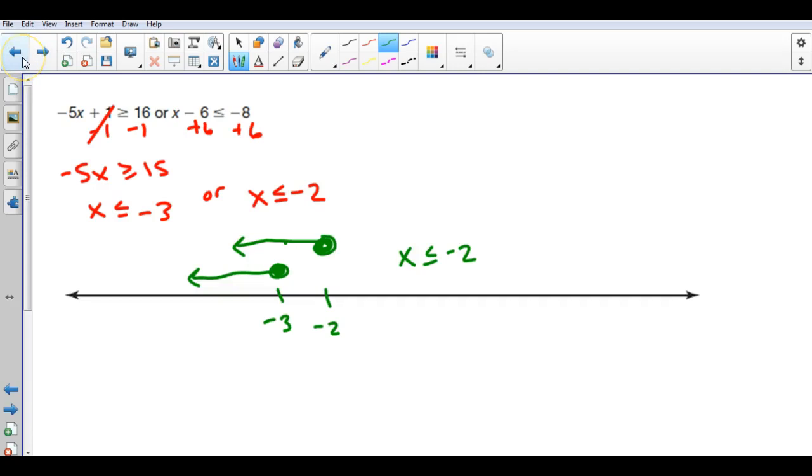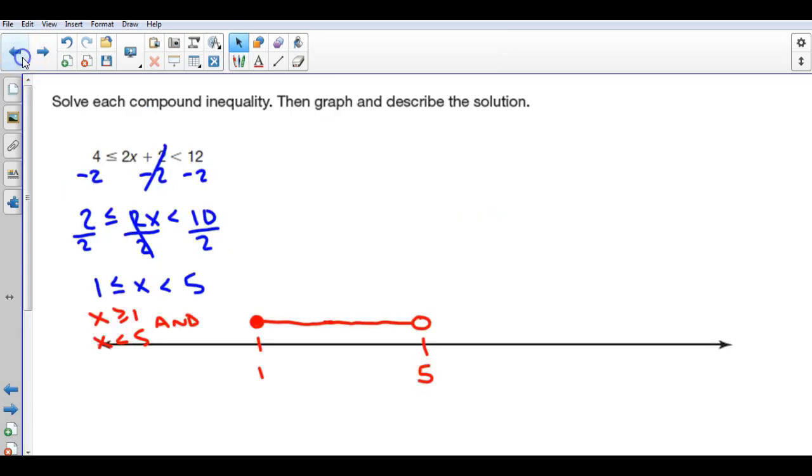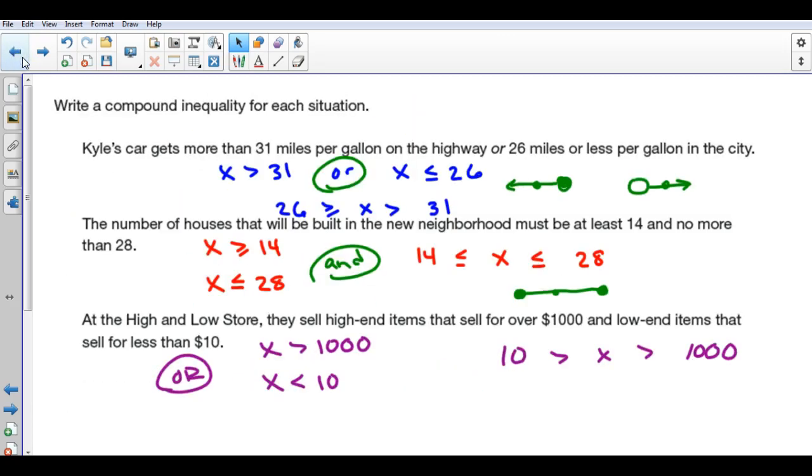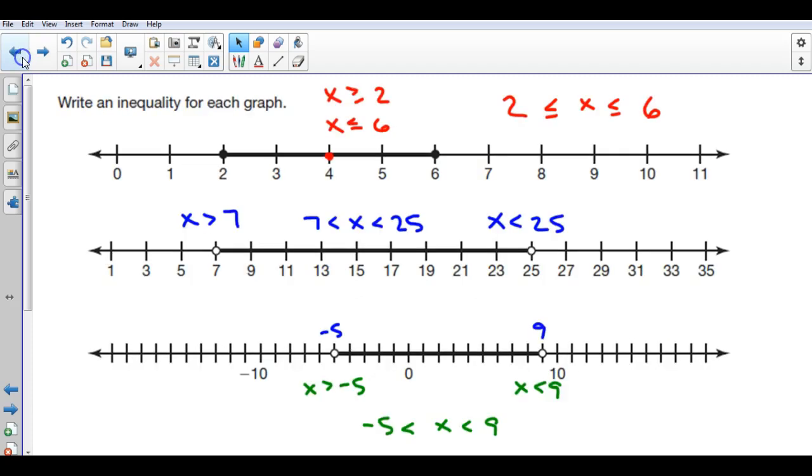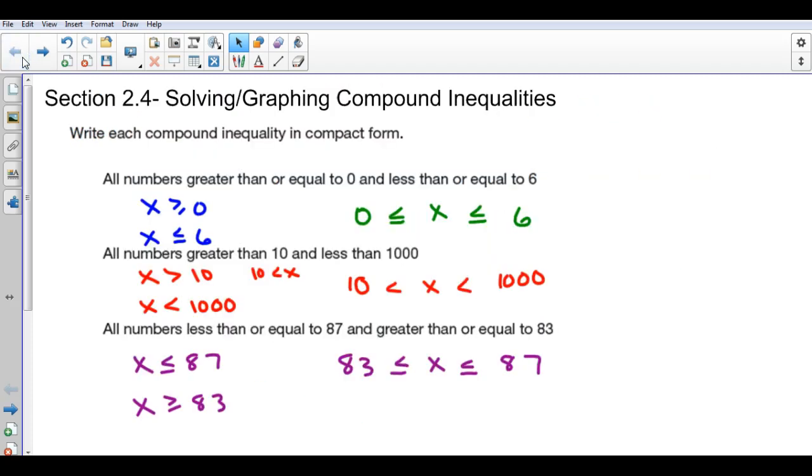And that is all. So recap, this was a really long video. We solved inequalities, we graphed them, we went through a couple story problems where we had to write the compound inequality, we went off of a number line to write things in compact form, and then we also solved.